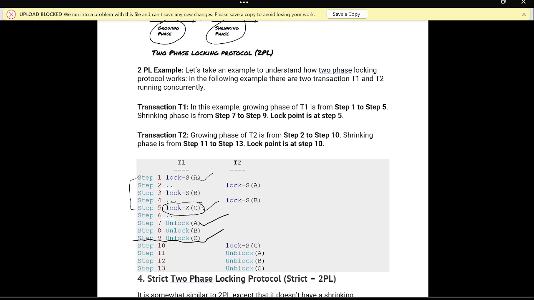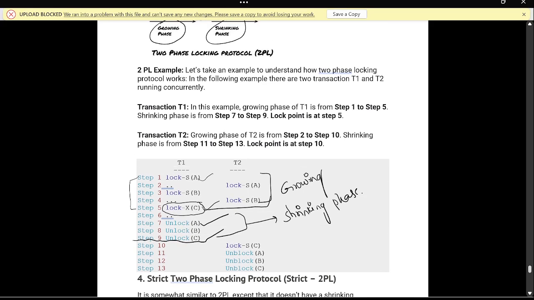So this is the growing phase, up to here. Growing is nothing but the locks which you are holding, and when you are releasing the locks, that is called the shrinking phase. These are the shrinking phase. Okay.